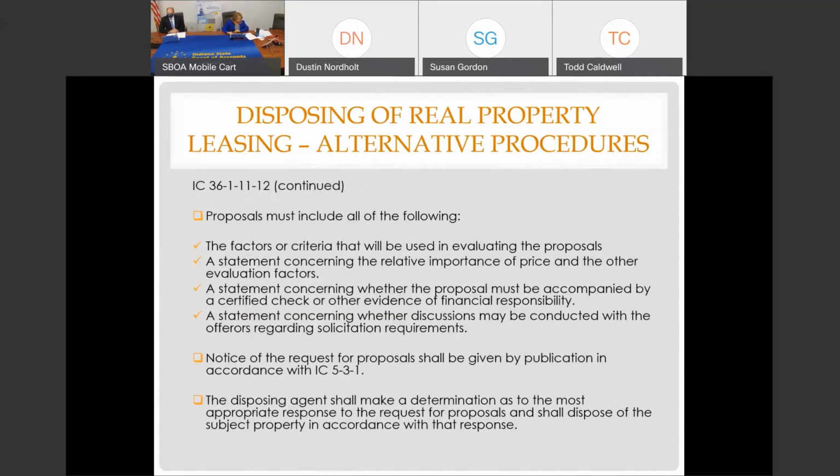So the requests for proposals are required to contain certain pieces of information that are listed here for your future reference. There does have to be notice given, again, in accordance with 531. And the disposing agent must make a determination what the most appropriate response would be to the request for proposals, and then follow through with that with the disposition of the property in accordance with that response. So that is also available in the leasing category.